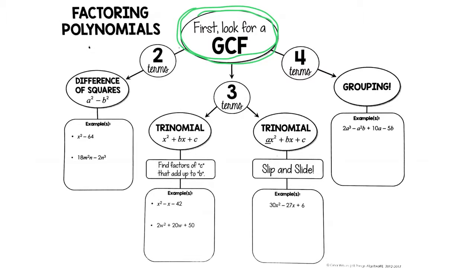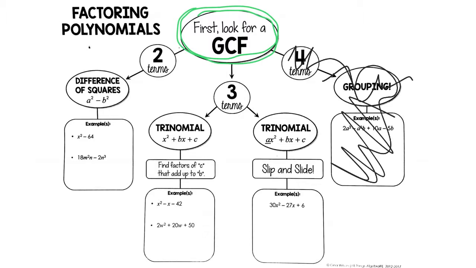So if we look over here with four terms, we didn't go over any grouping, so you can ignore this over here. You might have four terms where you have to look for a greatest common factor, but most of the time it'll either be 2 or 3. If we go through, we had 3 terms, and there were 3 different types of trinomials, right? We had trinomials with x squared plus bx plus c. We also had trinomials with ax squared plus bx plus c. So that was when a was something other than 1. We will go over those two here in a bit.